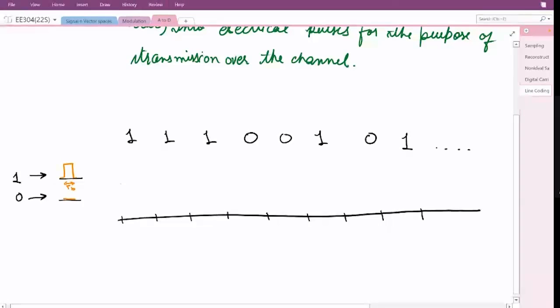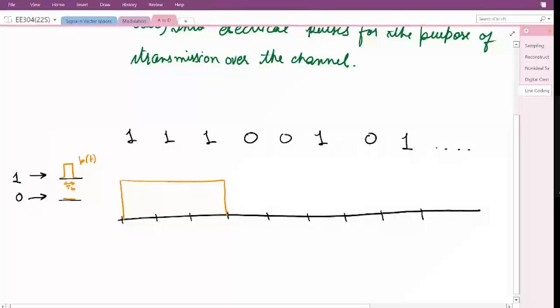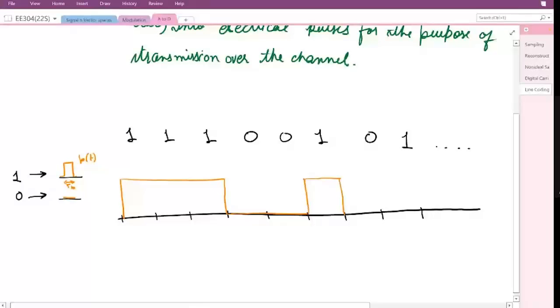So if this is the case, how are we going to make these electrical pulses now? For the three ones, we will have three pulses consecutive, one after the other, which take value 1. This is the pulse p(t), and corresponding to 0, it takes value 0, and then again for 1, it becomes a pulse. For 0, it takes 0 value, and then it goes away.